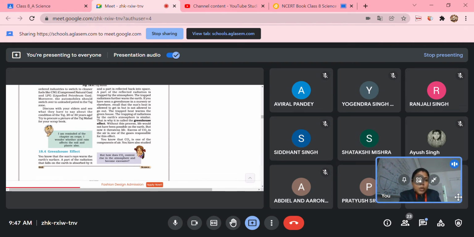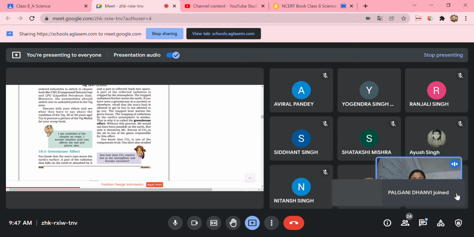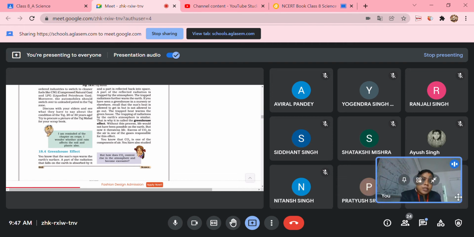Okay, Nityansh, you want to answer? Yes, Nityansh. Ma'am, the trapping of radiation by the Earth's atmosphere is similar. That is why it is called the greenhouse effect. Yes. So the greenhouse effect is mainly that the reflected radiated heat that has been trapped by the atmosphere helps to keep the atmosphere warm even after sunset, and this effect is called the greenhouse effect. But now this effect has gone to such a huge level that it is actually increasing the global temperature, which is called global warming.